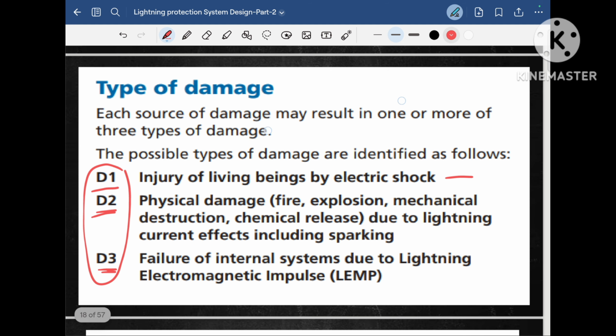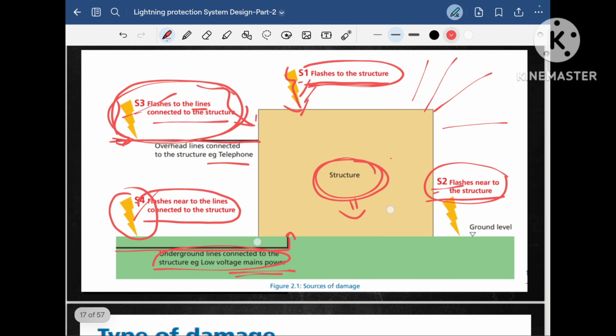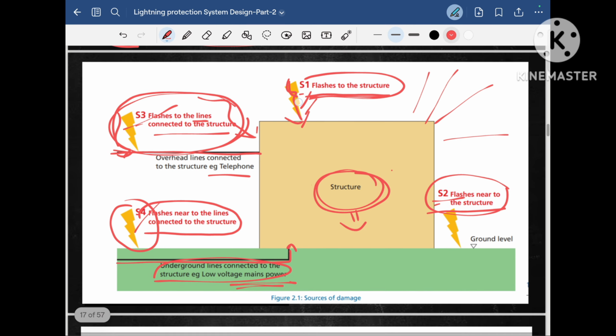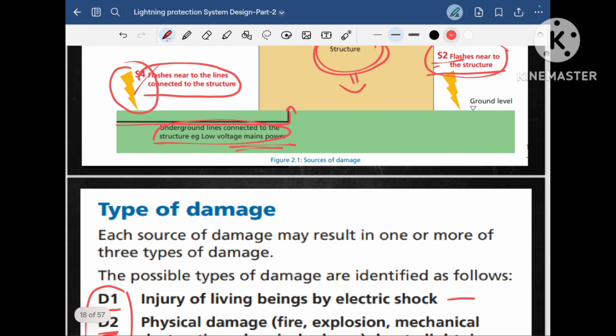Let me explain again. As the lightning strikes our project directly, that is the S1 type, what could be the damage? The damage could be that the human being or the animal inside this structure could lose their life due to the high voltage of the lightning flash. This is the D1 type of damage, injury of living beings by electric shock.